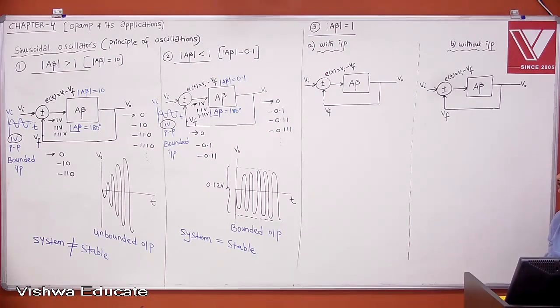Once I explain the different types of oscillators, then you can correlate all these things. Whatever it may be, ultimately loop gain is what is important, and loop phase shift is what I am going to comment on. That will give you the principle of oscillations. Okay, fine.